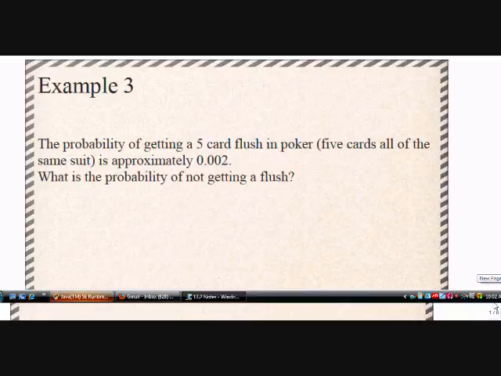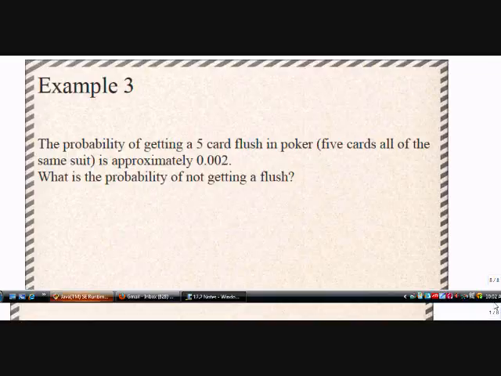Probability of getting a 5-card flush in poker. All 5 cards the same suit. 1, 2, 3, 4, 5. Is about 0.002. There's a 5-card flush. Numbers don't have to be in order.